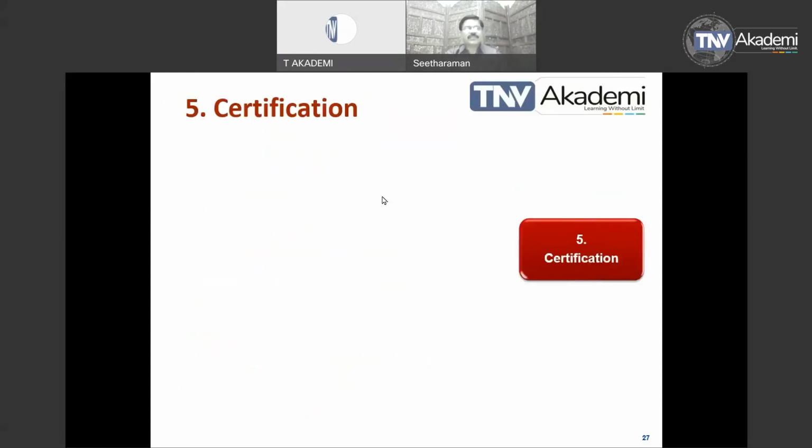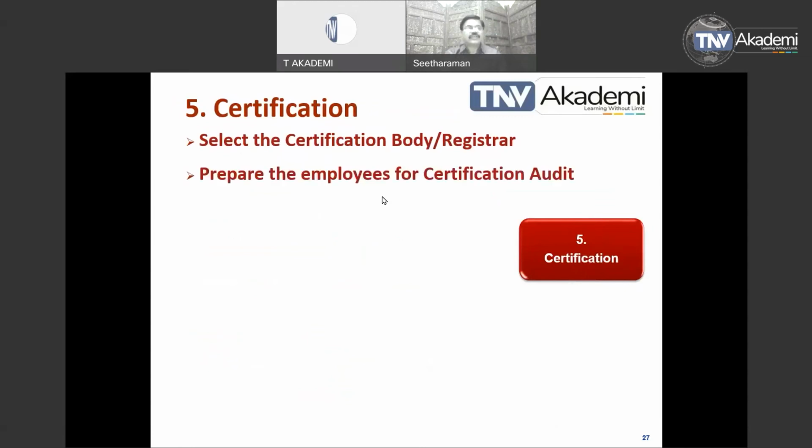So now we are going for the certification process, the step where we select the certification body. It can be the same body which has already certified your 9001, if you have got it, or 14001, and then we can engage them. So it becomes an integrated audit. We save a lot of man hours in that, and also cost and optimization of resources.